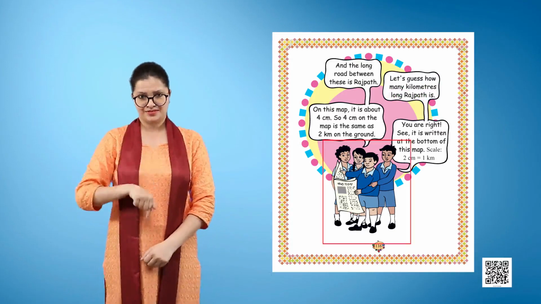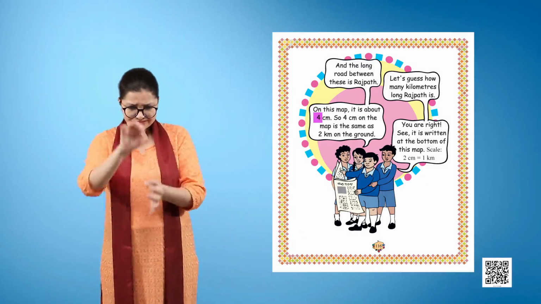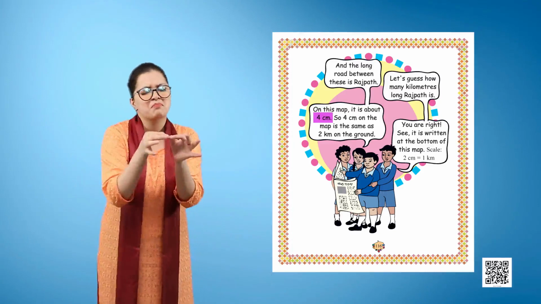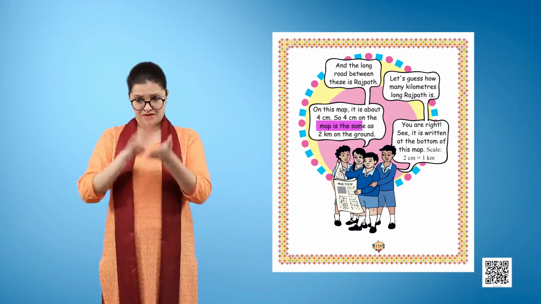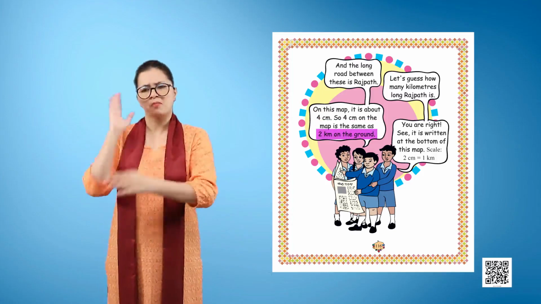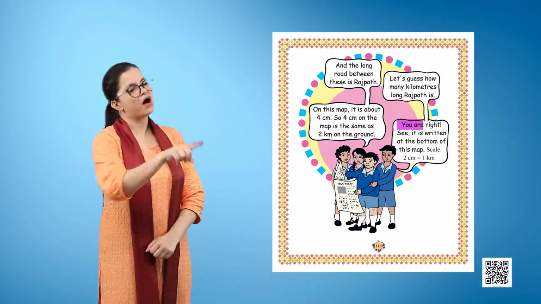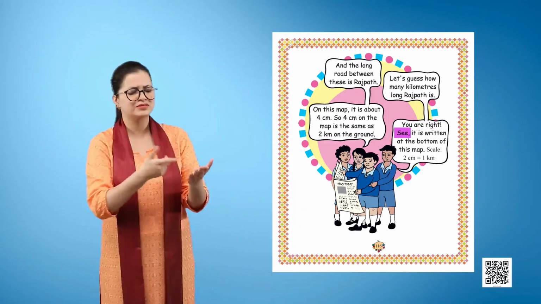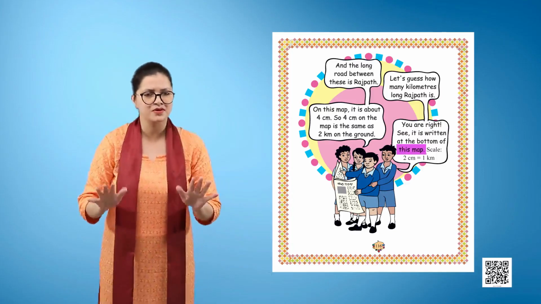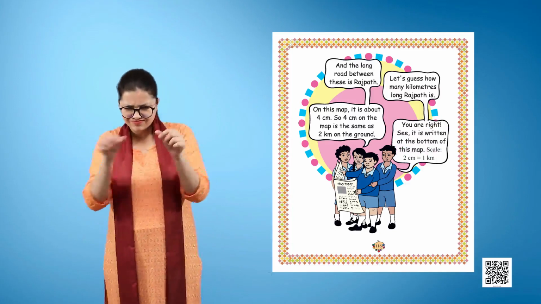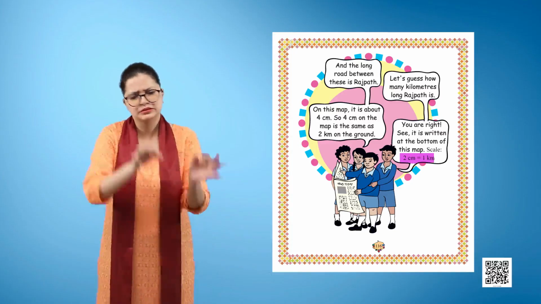The girl replies, "On this map it is about 4 centimeters. So, 4 centimeters on the map is the same as 2 kilometers on the ground." The boy responds, "You are right. See, it is written at the bottom of this map. Scale. 2 centimeters is equal to 1 kilometer."